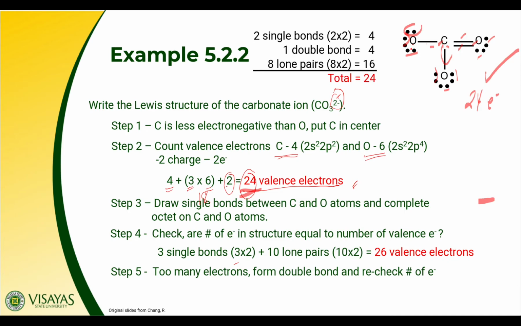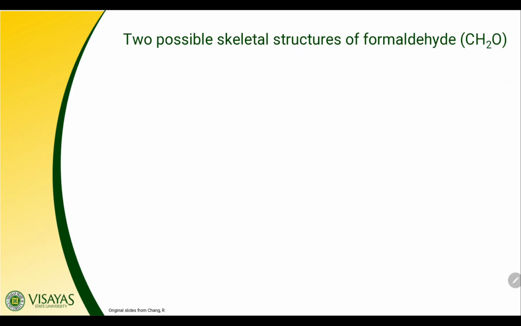Okay, so we have our total of 24 valence electrons. For formaldehyde, there are two possible skeletal structures. First, we have this and this, and the second structure.